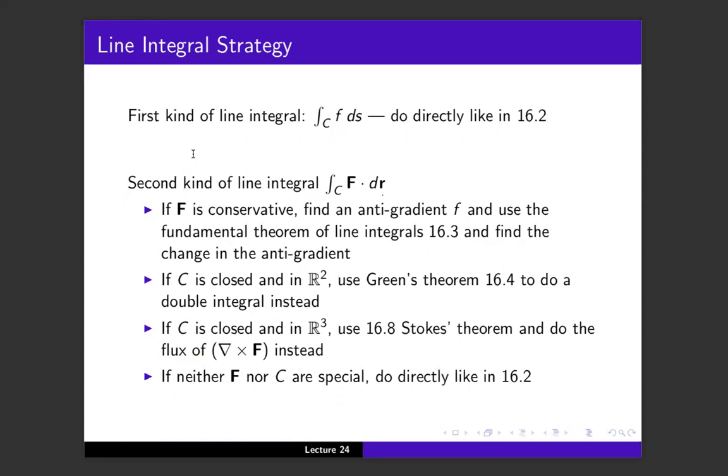If your curve is closed in 2 dimensions, you can use Green's theorem to turn it into a double integral, and that might make it easier. If your curve is closed in 3 dimensions, you can use Stokes' theorem and take a flux integral of a curl. And if neither of those things are true, then your only choice is to do it directly.